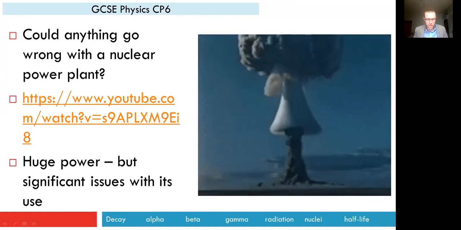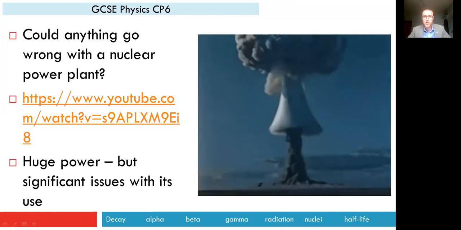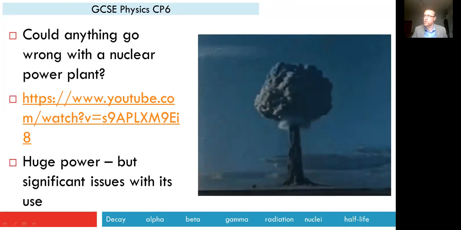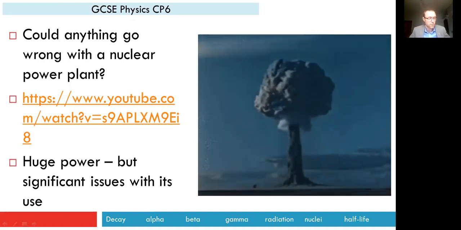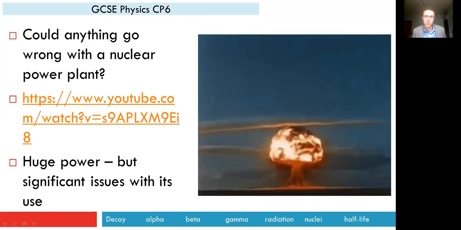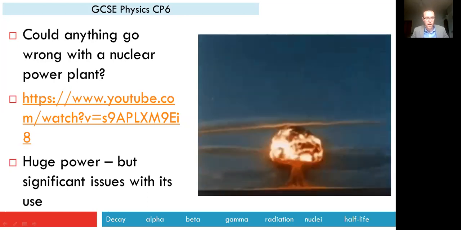The worst thing that can happen in a nuclear power plant is something called a nuclear meltdown. It's when we lose control of the nuclear reactor at the center of the nuclear power plant, and we're unable to cool it, and we have an uncontrolled nuclear reaction, an uncontrolled release of energy.